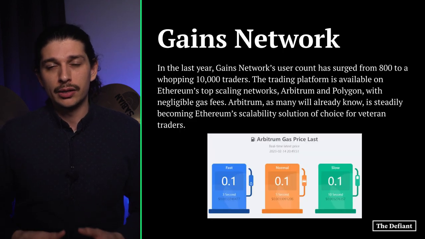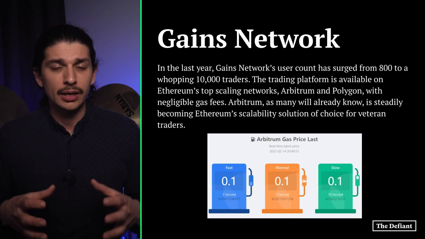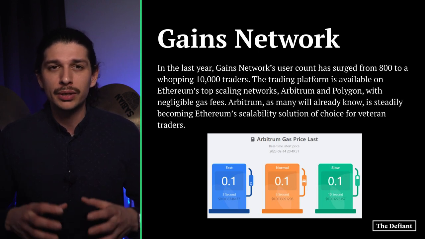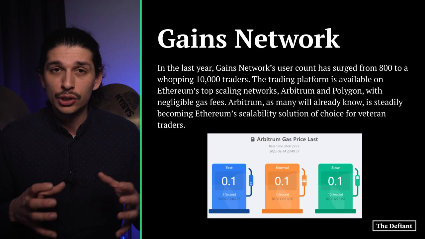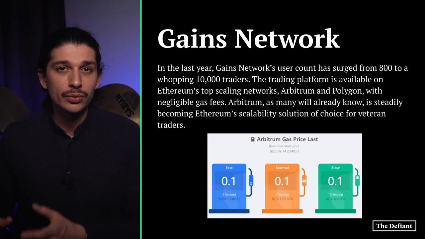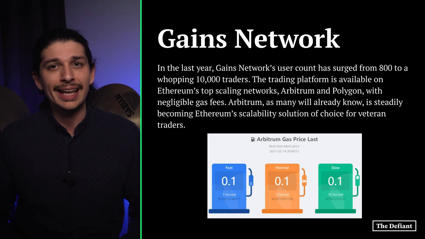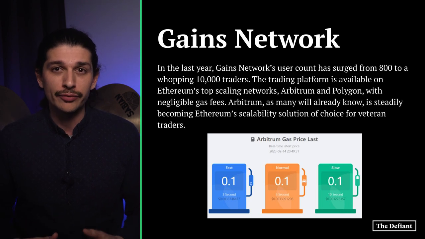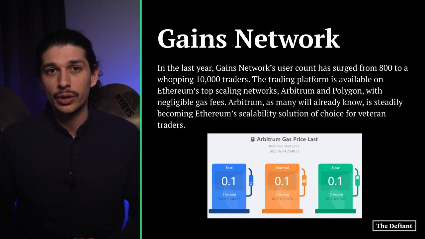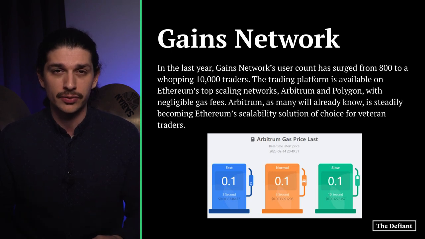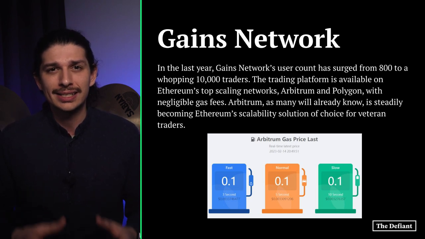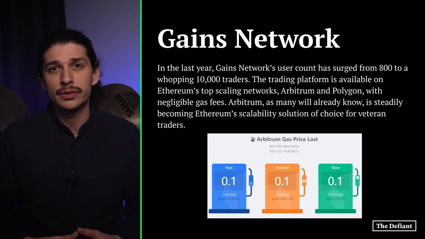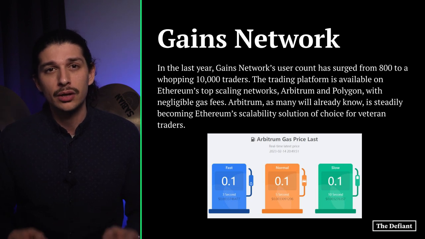In the wake of the failure of the crypto exchange FTX last year, investors lost confidence in centralized platforms. Instead, as I mentioned earlier, people are now seeking decentralized protocols which allow trustless access to users who have their own self-custodial wallets. In the last year, Gains Network's user count has surged from 800 to a whopping 10,000 traders. The trading platform is available on Ethereum's top scaling networks, Arbitrum and Polygon, with negligible gas fees. Arbitrum, as many of you will already know, is steadily becoming Ethereum's scalability solution of choice for veteran traders. And thanks to these drivers, GTrade has already settled over 700,000 trades.